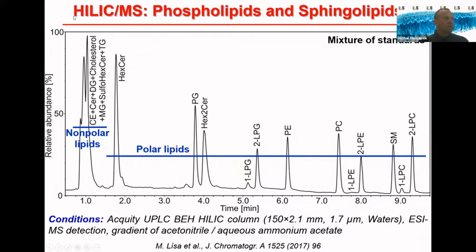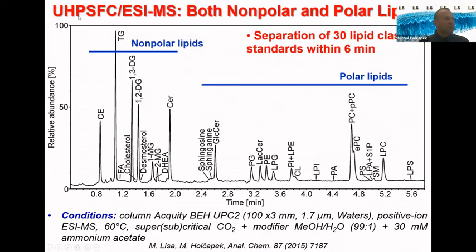But if you switch from HILIC mode to ultra-high performance supercritical fluid chromatography, then you see really smart separation also for all these non-polar lipid classes together with polar lipid classes, using this supercritical or subcritical carbon dioxide with modifier. These papers were already published, so you may see here that within 6 minutes we can separate 30 or even more lipid classes and use it for quantitation.